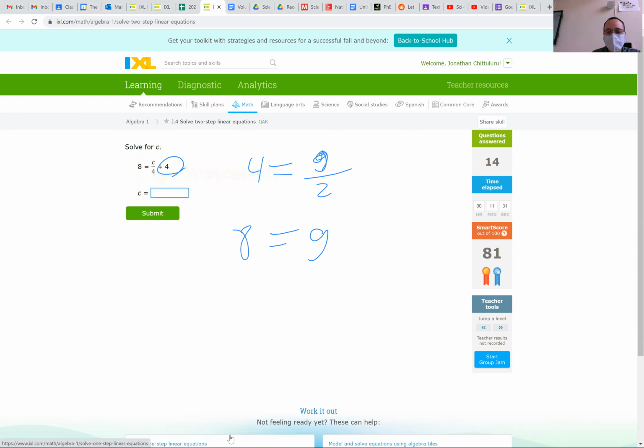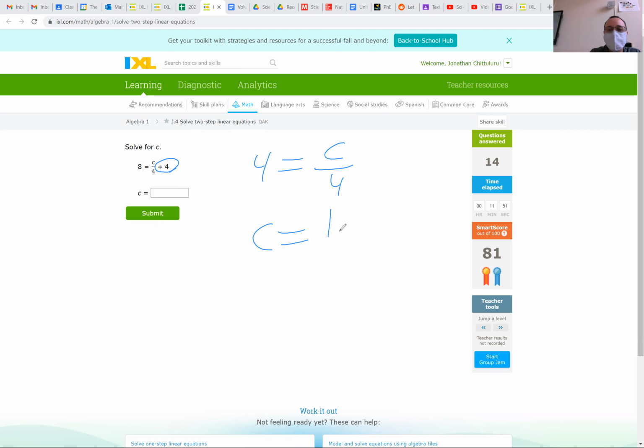And we're moving on. All right, so I'm going to clear all of this. Now we have, I think, 2 or 3 more problems to do. And we're going to subtract 4 from both sides to get things started. So 8 minus 4 is going to be 4. So 4 equals c over 4. Now to undo this division, we're going to multiply both sides by 4. C equals 4 times 4, which is 16. Okay, so let's get our answer in there. Submit. All right.